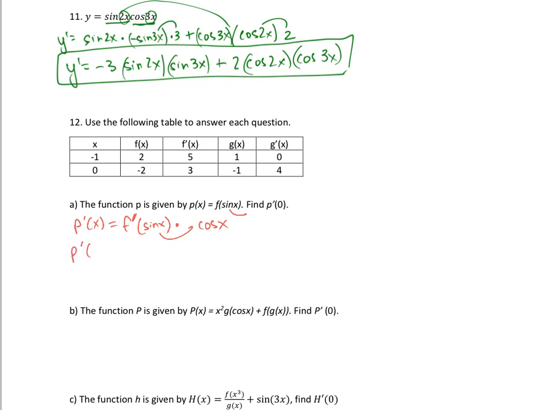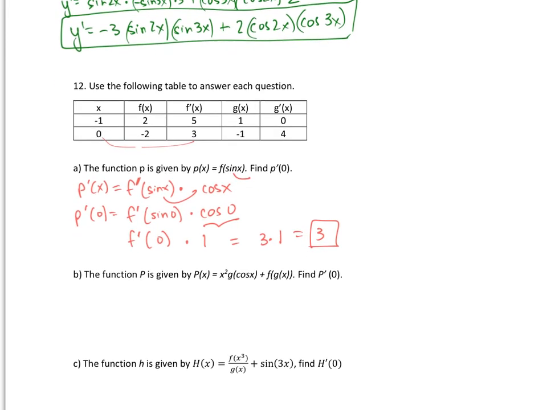So p prime of 0 ends up being f prime of the sine of 0 times the cosine of 0. Well, the sine of 0 is 0, so that means I need f prime of 0 times the cosine of 0, which is 1. Now I look on my table, f prime of 0 is 3. So this becomes 3 times 1, which is 3.